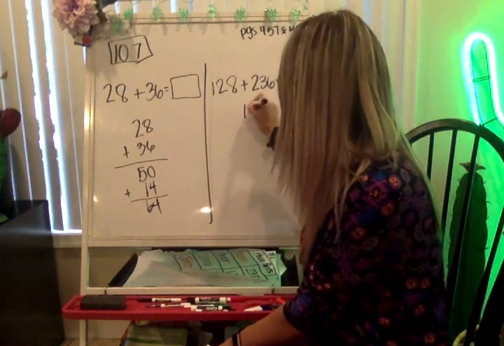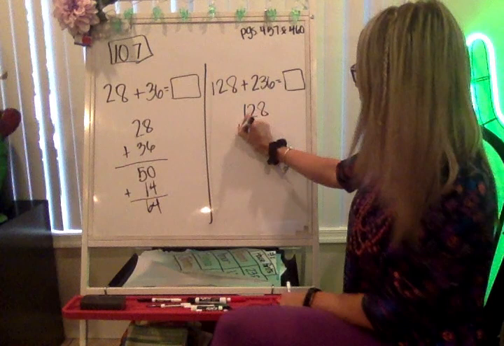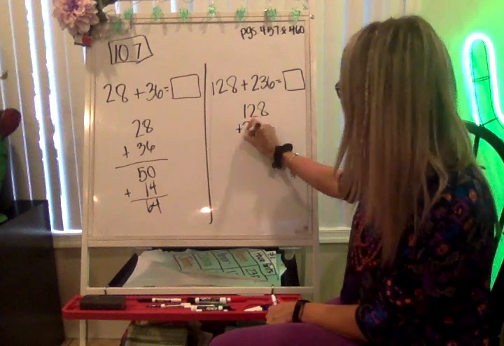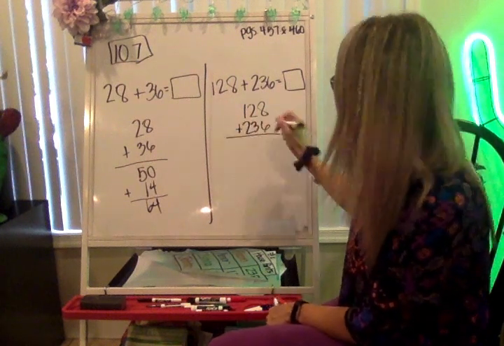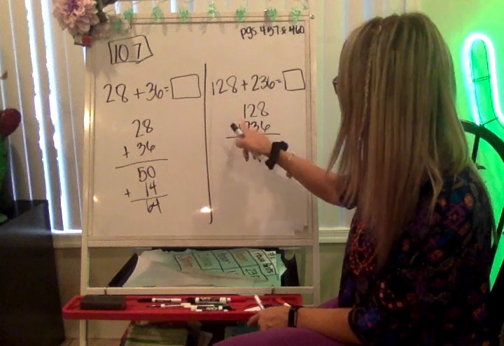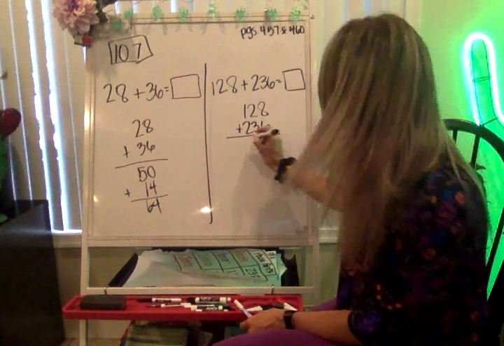Over on this side, again, I'm going to line these up vertically. 128 plus 236. I'm going to start with adding these hundreds. 100 plus 200 is 300.